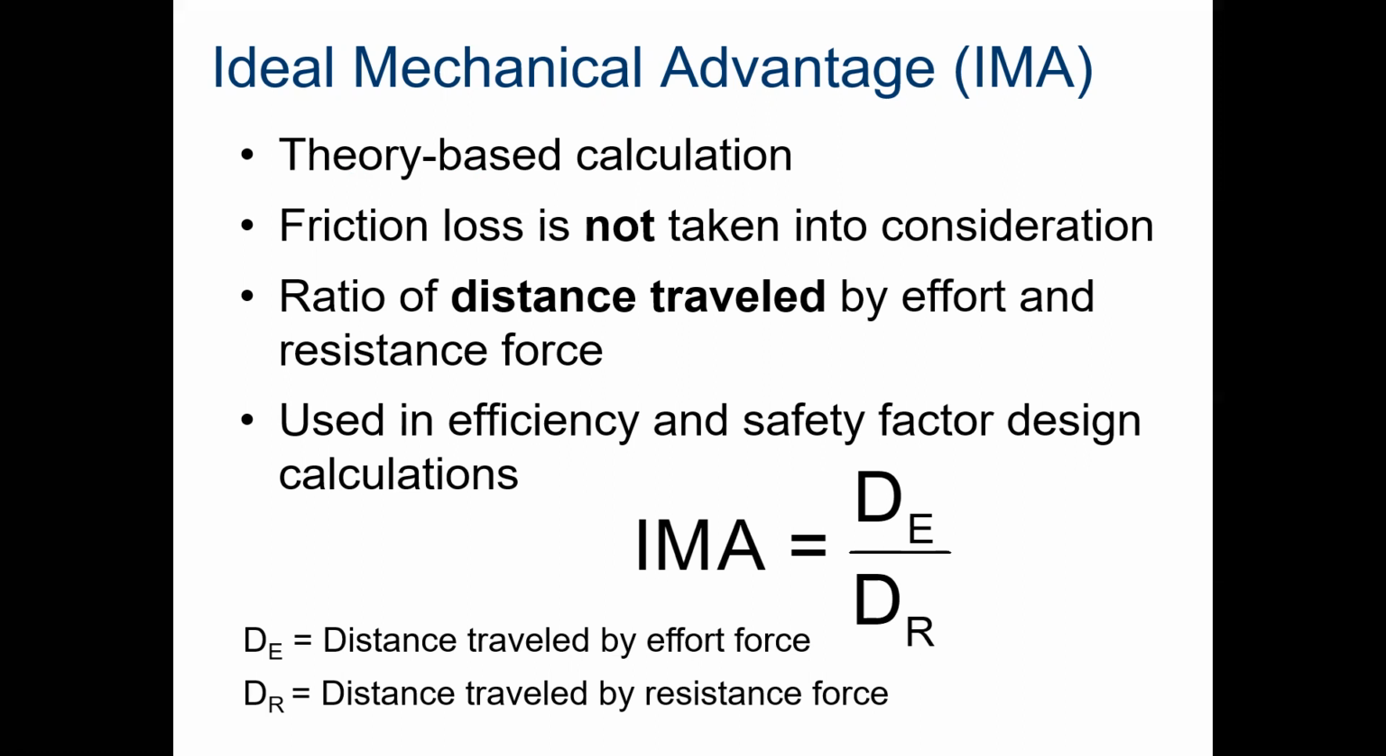So the equation for ideal mechanical advantage is the distance that your effort force moves divided by the distance your resistance force will move, from the fulcrum, or from wherever you're looking at. But it's all about the distances when you are talking about ideal mechanical advantage. So IMA is ideal mechanical advantage.